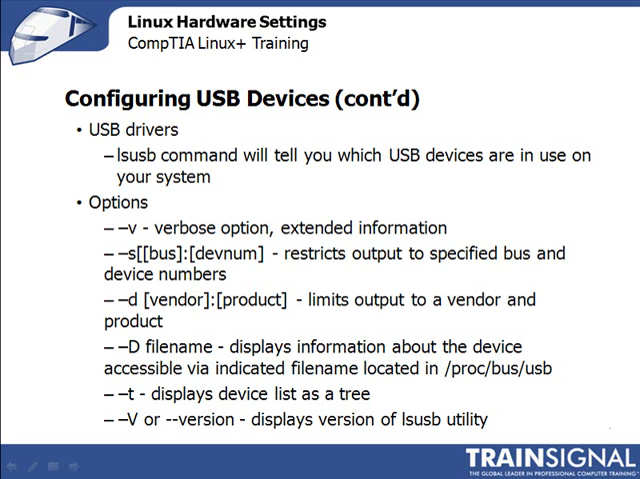-T will display the device list as a tree. And finally, -V or --version will display the version of the lsusb utility. Coming up next, we'll go over how to configure hard disks.